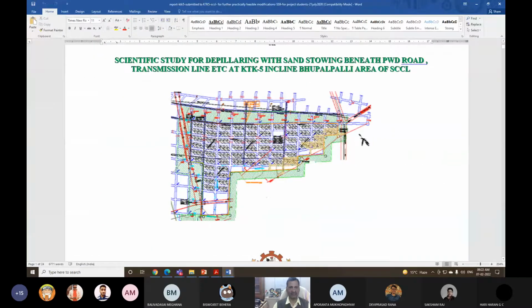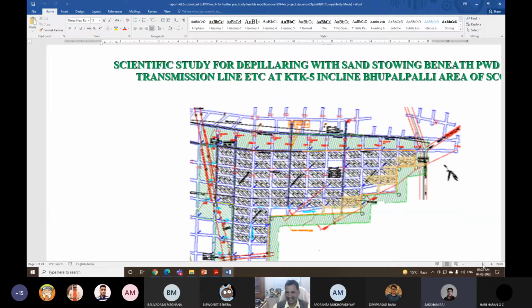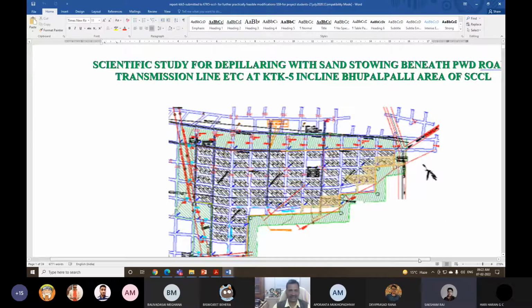Is the screen visible now? Yes, sir. Can anybody read what is there on the screen? Scientific study for depillaring with sand stowing beneath PWD road. Very good.